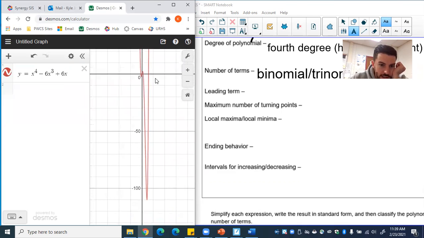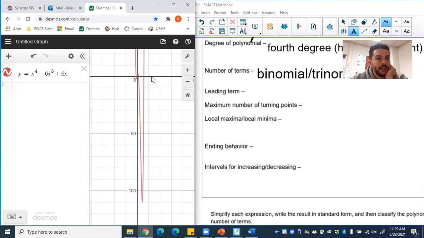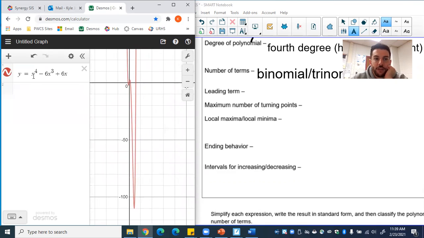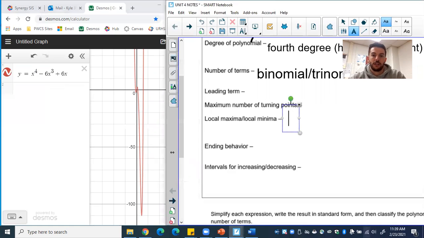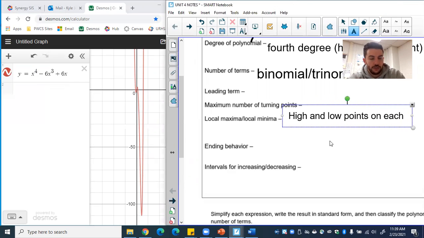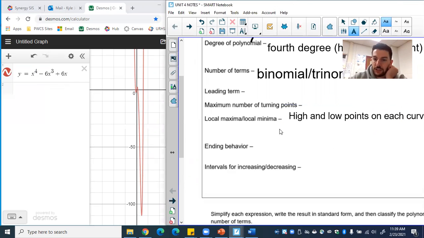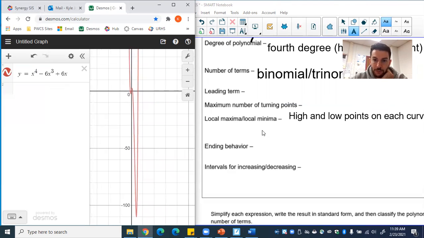Okay, so that's dropping way down low there, but the characteristic of this graph is that the higher the exponent is, the more turning points it has. What those turning points produce are these local maxima and local minima. So there are all these different curves with all these different complex graphs, and local maxima and minima are basically just the high and low points on each curve. Obviously, the high points would be called maxima and the low points would be called minima.